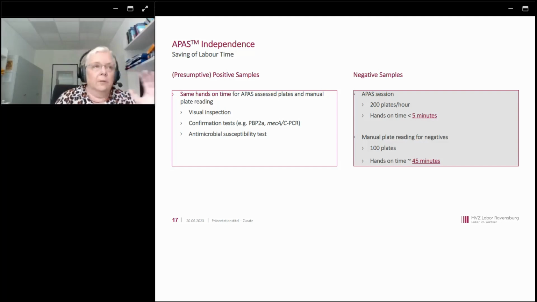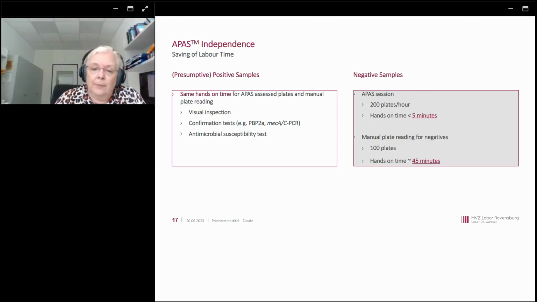Instead of taking one plate in one hand, opening up the lid, looking at it, closing the plate and putting it on the other side, the EPIS-categorized plates can directly be discharged without further handling. So for the time the EPIS is running, the technician is free for other work. And that's the main point.